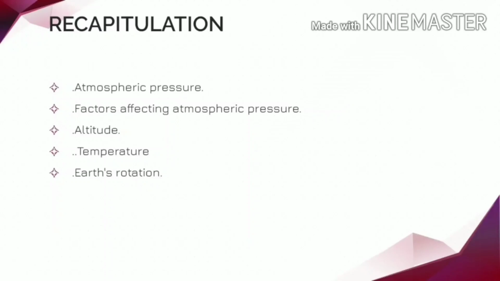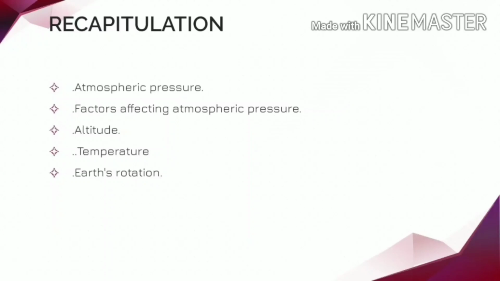When we say altitude, how does it affect the air pressure? Air pressure decreases with increase in altitude, and the rate at which the air pressure decreases is 34 millibar for every 300 meters rise in altitude. Temperature is inversely related to pressure, meaning when temperature increases, pressure decreases, and vice versa.